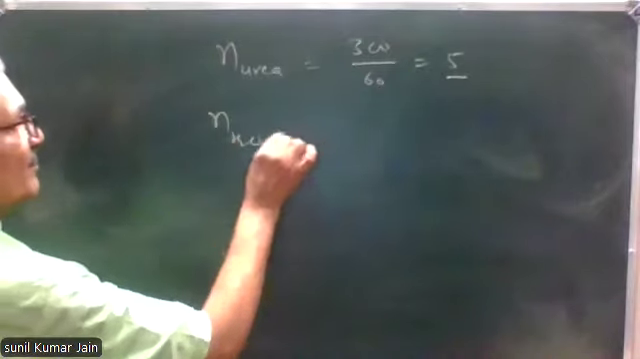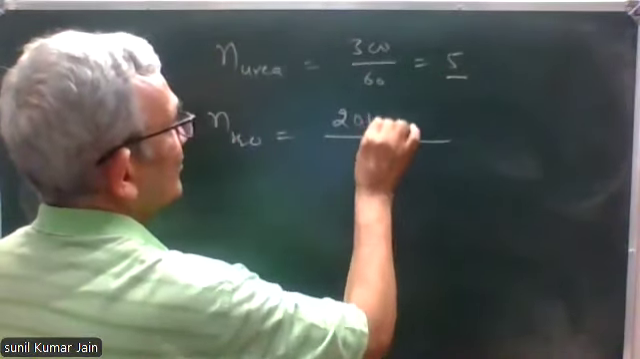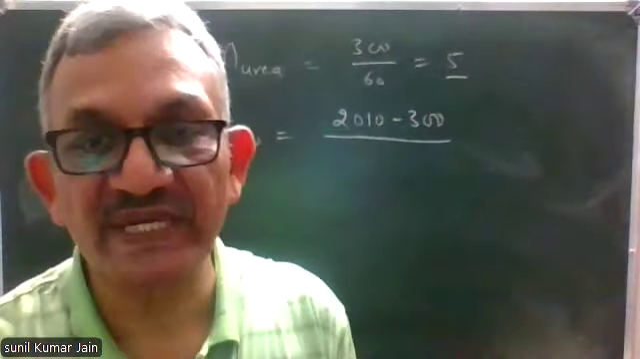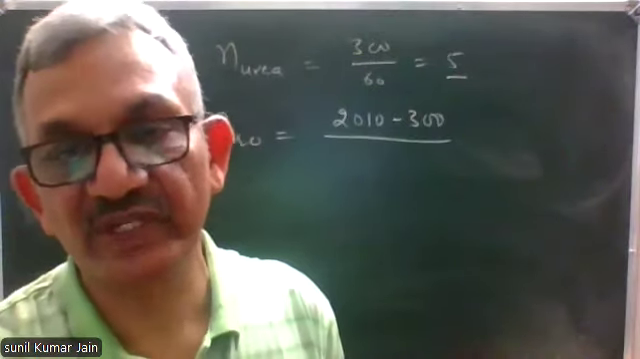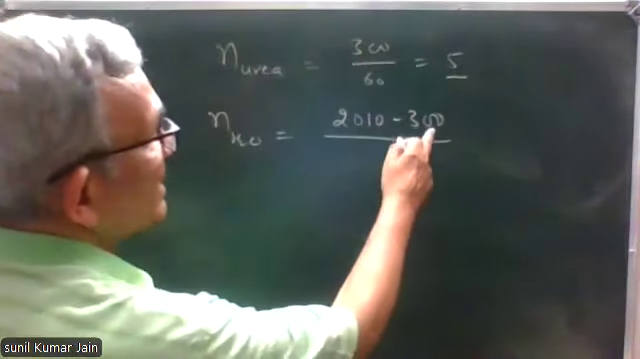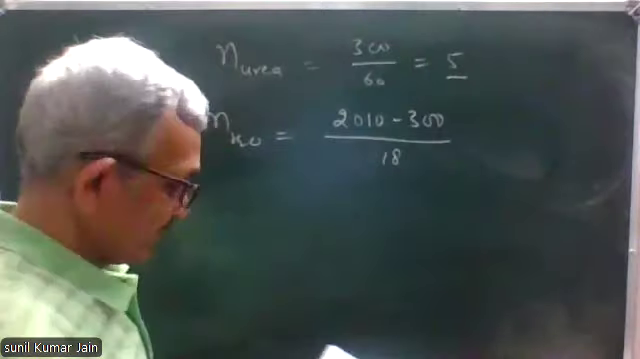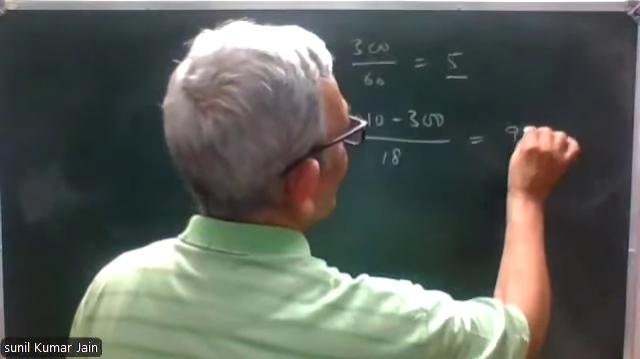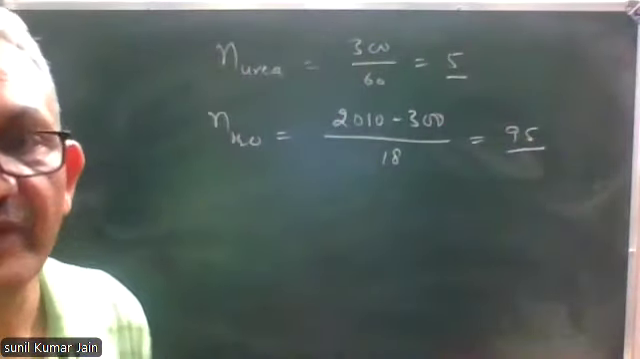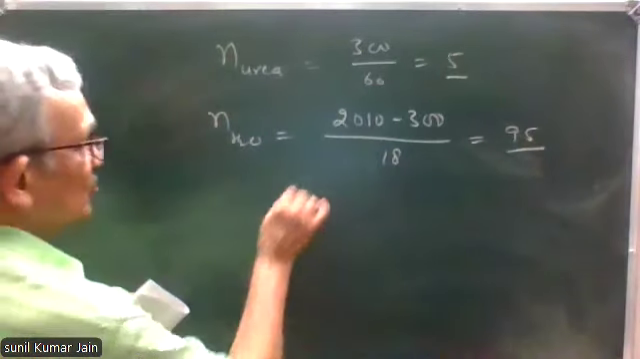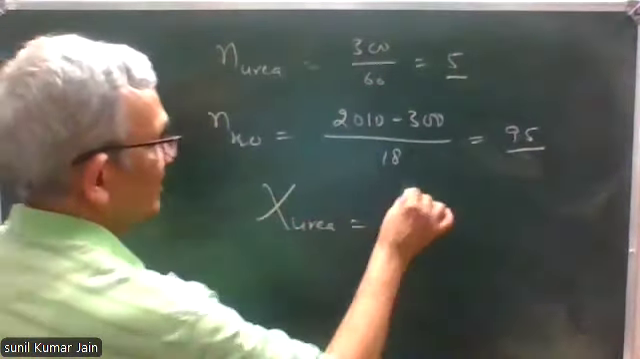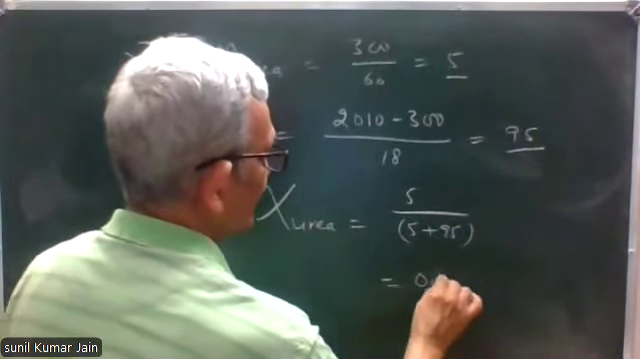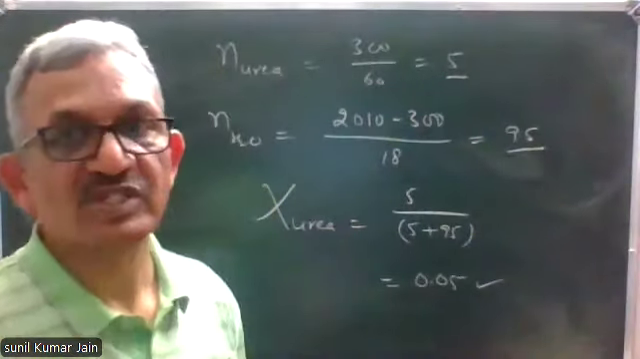Number of moles of water, weight of solution minus weight of urea is weight of water. So solution minus 300 divided by 80. This will be 95 moles. So 95 moles of water, 5 moles of urea. So mole fraction of urea will be 5 divided by 100, 0.05.